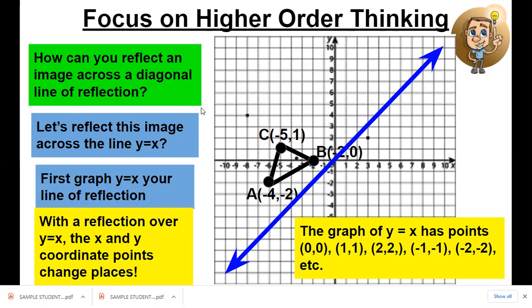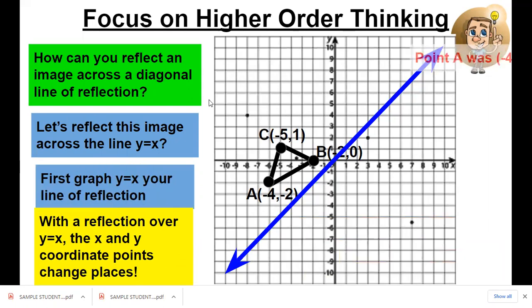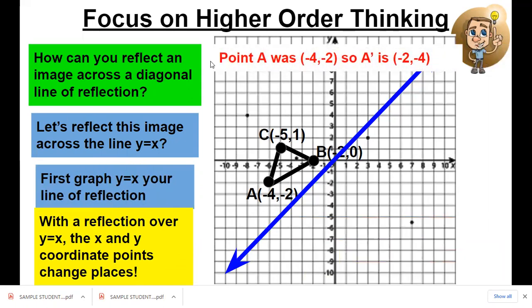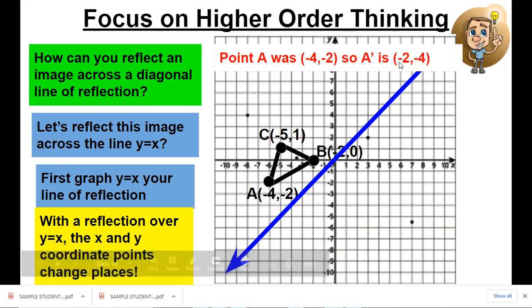With a reflection over y equals x, the x and y coordinate points just change places. That's all that happens. You just have to change places. So point A was (-4, -2), it says right here. So A prime is going to be switched. It's going to become (-2, -4).